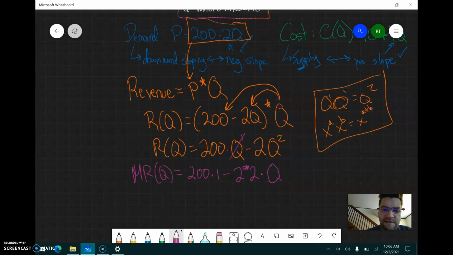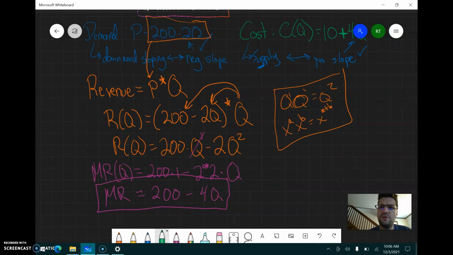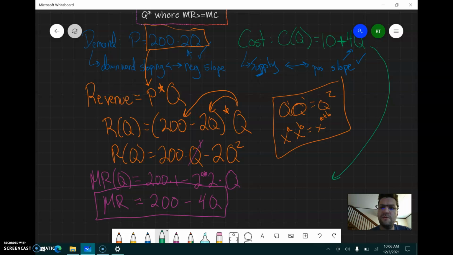So simplifying this a little bit, we end up with a marginal revenue that's 200 minus 4Q. Okay, halfway there. Now we need the marginal cost. How do we find out the marginal cost? Well, we're told the cost is equal to 10 minus 4Q.